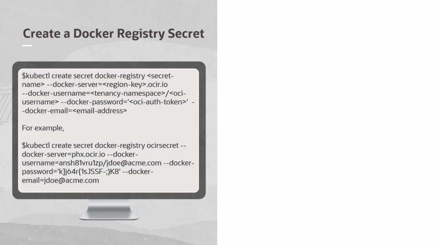To create a Docker registry secret, use the kubectl create secret command. Remember to set up the cluster's kubeconfig file and replace the placeholders with the appropriate values. Make a note that certain special characters need to be surrounded by single quotes.